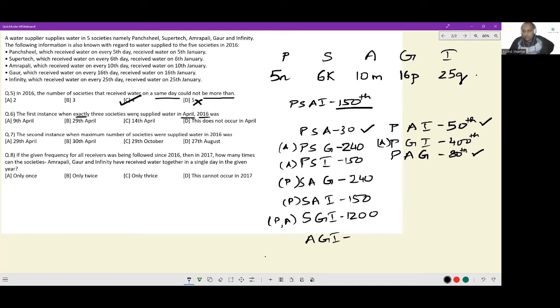AGI: 16, 400 only. LCM will be 400 only. As soon as I have 400, PE is also included. So there are only 3 combos that can exactly be supplying water.